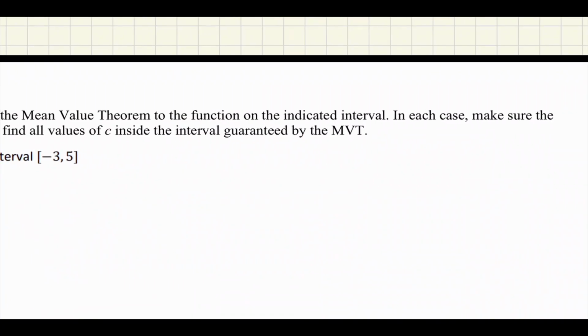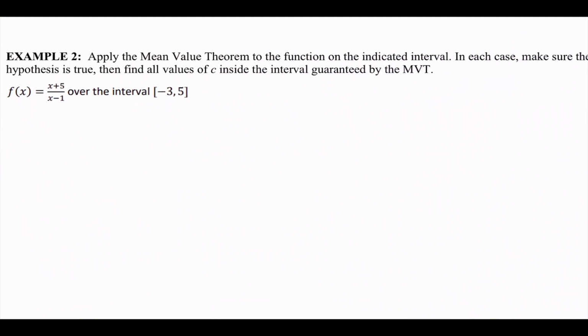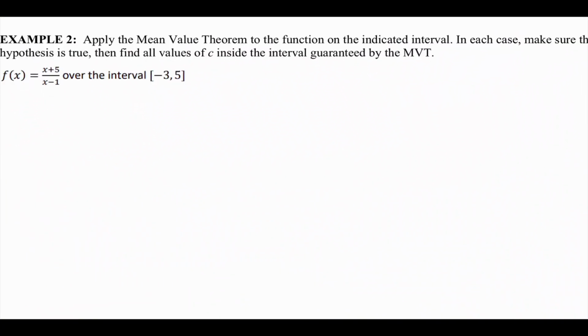Okay, let's look at the next one. Let's look at number 2. Same question. Anytime you see apply the mean value theorem, don't let all of the other stuff ruin or affect your reasoning. We do the same thing every time. Find the average rate of change from beginning to end. Find the derivative, set it equal to each other, solve, you're done.